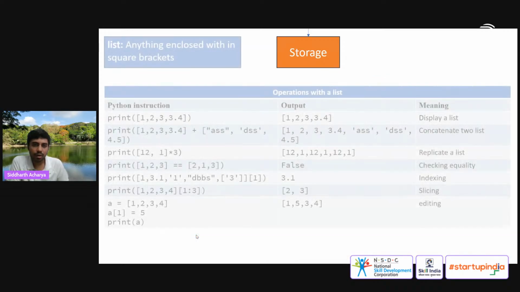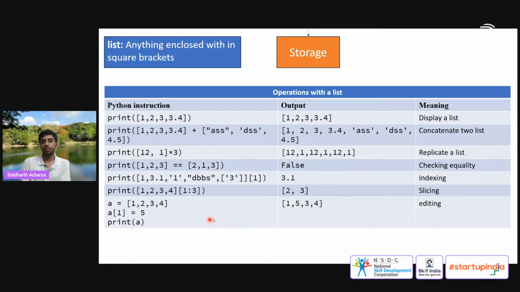Now, as the next step, here is a list of all the operations you can do with a list. You can simply display it using print. You can concatenate a list, basically join the lists. Just like strings, you can concatenate lists. We can also replicate a list. We can also do a sort of equality check. Now, for equality check, all the positions have to be the same. It's not only that the element set has to be the same, the positions also have to be the same.